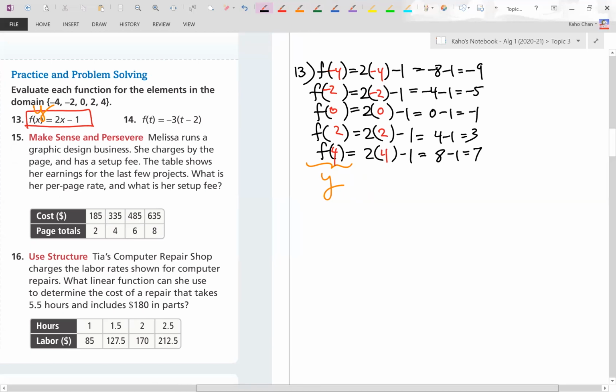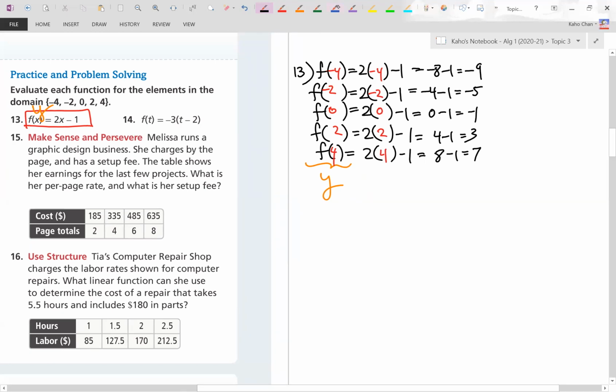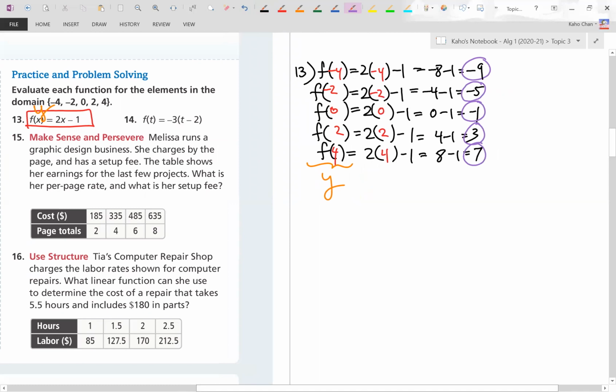And there we are. Evaluate each function. There are your answers: -4, -9; -2, -5; 0, -1; 2, 3; and 4, 7. Those are actual coordinate points. Hey, we'll do the same thing for number 14. Different, same process, different numbers.